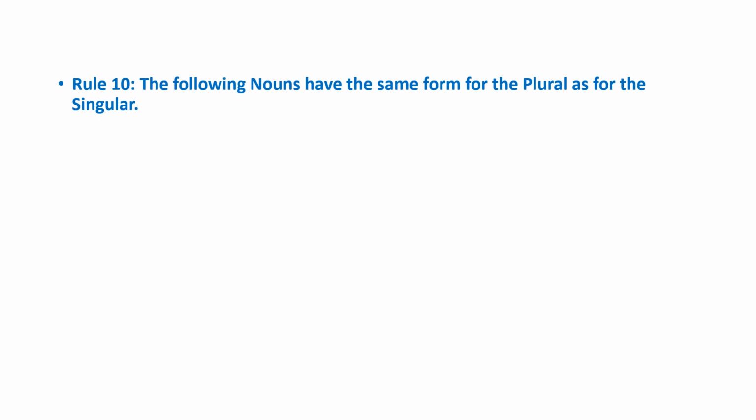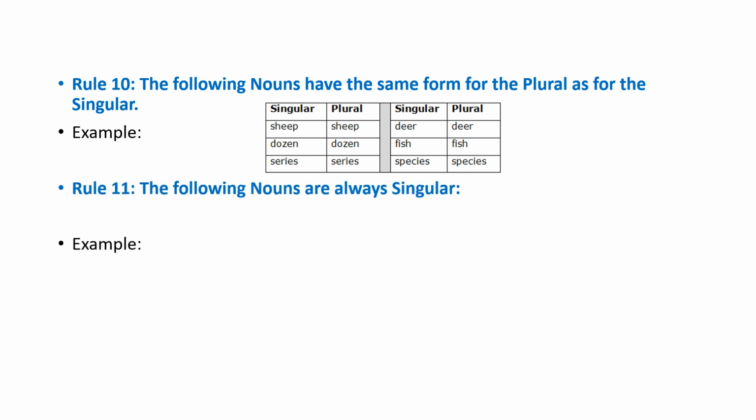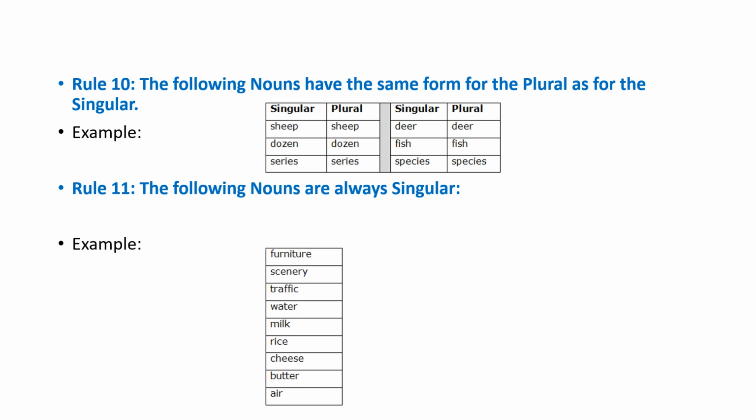Rule 10: the following nouns have the same form for the plural as for the singular. Example, now these words you have to memorize as they are. These words are not changed. They will be the same in plural also as they are in singular. Rule 11: the following nouns are always singular. Now these are the words which never change their number. These are always used as singular nouns. Furniture, scenery, traffic, water, milk, rice, cheese, butter, air.